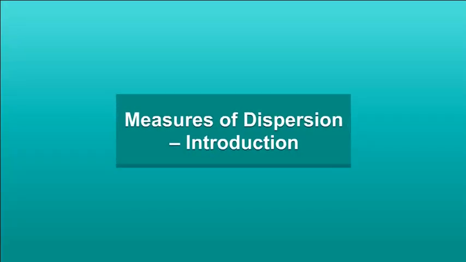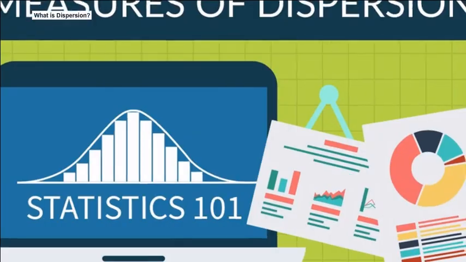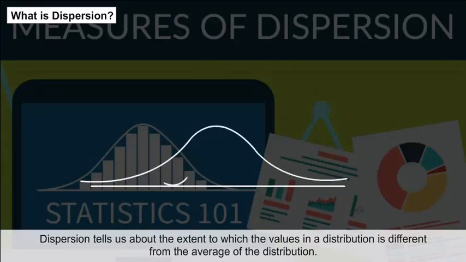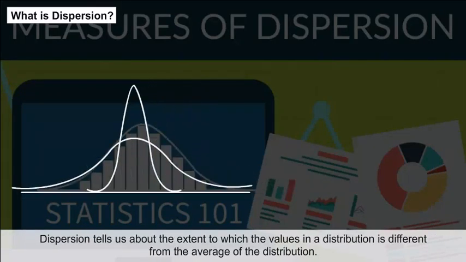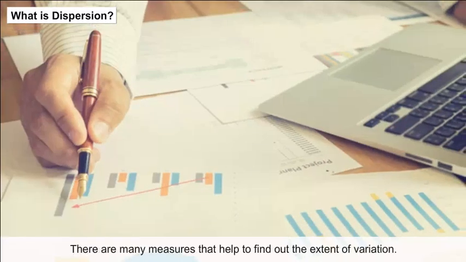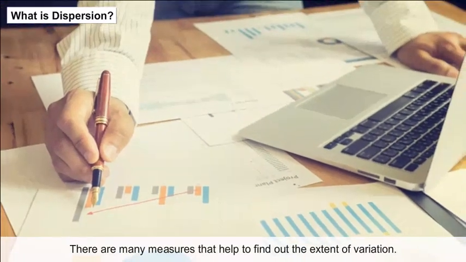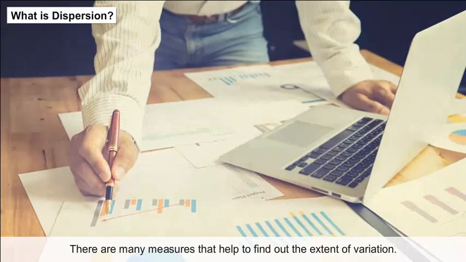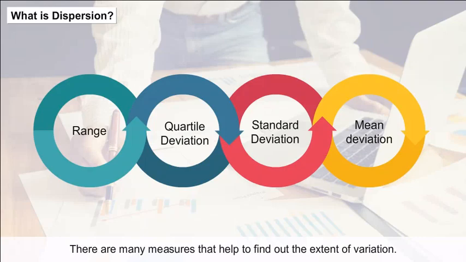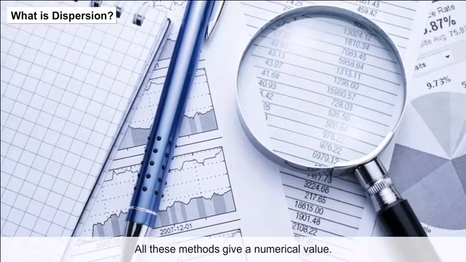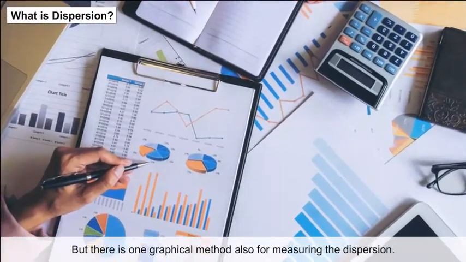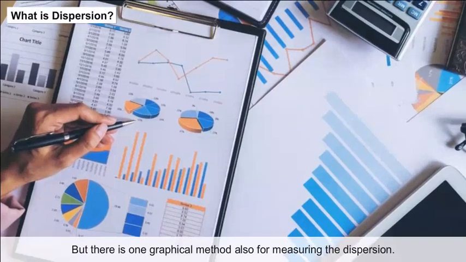Measures of dispersion. Introduction. What is dispersion? Dispersion tells us about the extent to which the values in a distribution differ from the average of the distribution. There are many measures that help to find out the extent of variation, like range, quartile deviation, standard deviation, and mean deviation. All these methods give a numerical value. But there is one graphical method also for measuring dispersion.